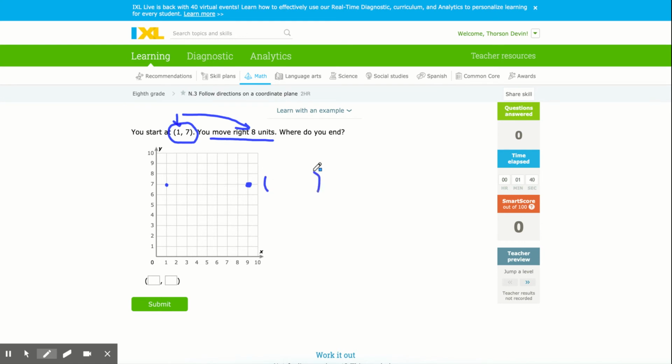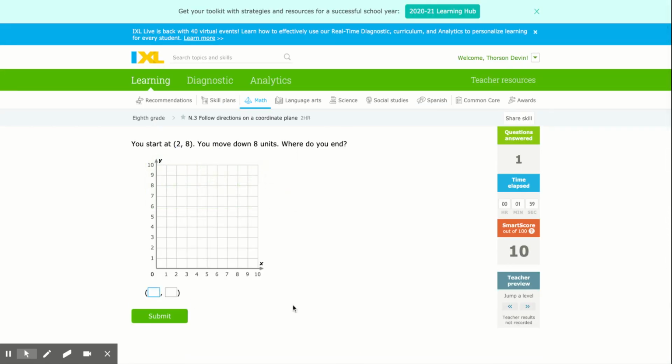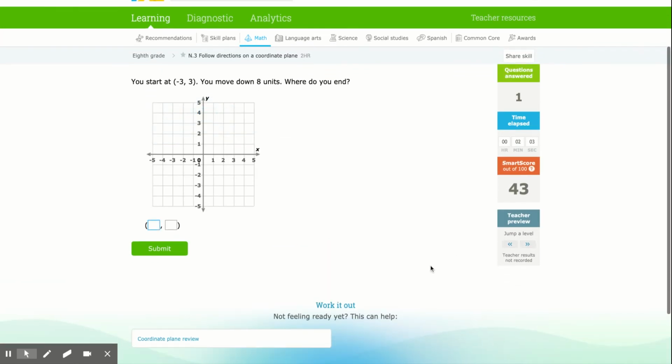So then it asks us, what is this new point? Well, now it has an x value of 9, but I just moved right. I didn't move up or down. So my y value of 7 stayed the same. And I type in the point 9, 7. So it's, again, learning to move around on the coordinate system and adjusting the right value. I'm going to jump ahead because that's really all there is to these.